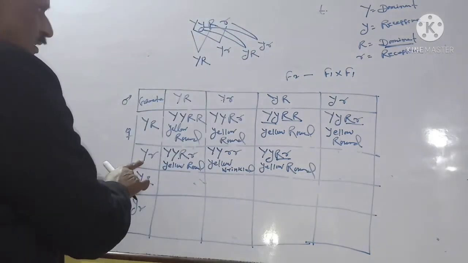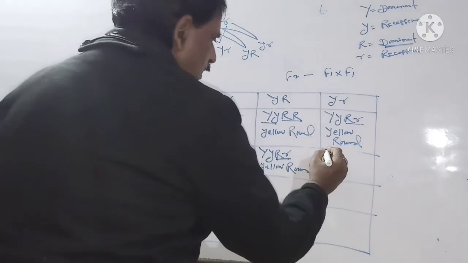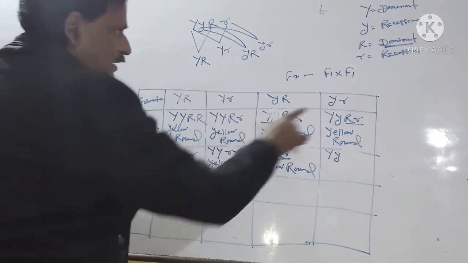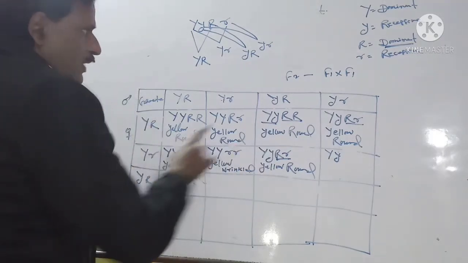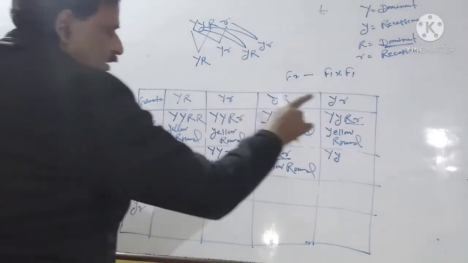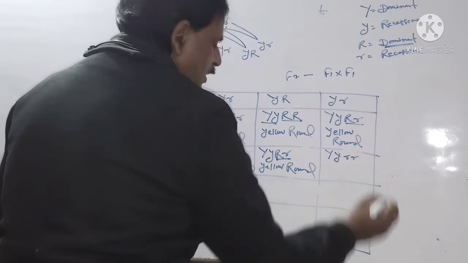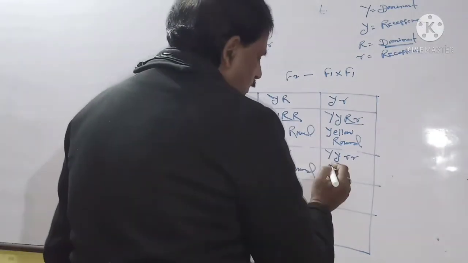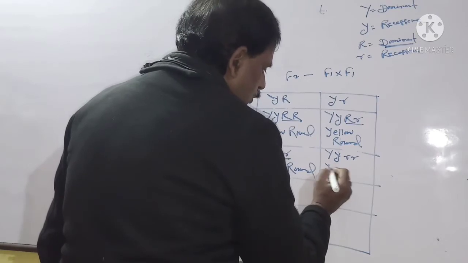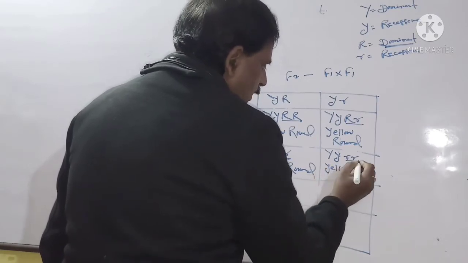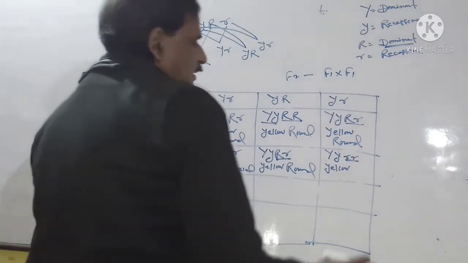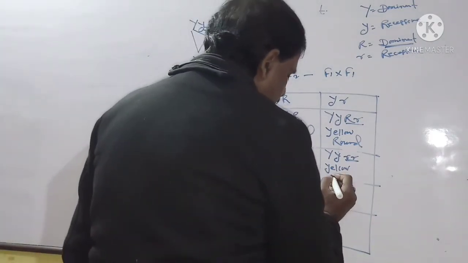The next is capital Y, small y, and small r, small r. The Y character is dominant. The dominant character is yellow and small r is recessive, and the recessive character indicates wrinkle seed.